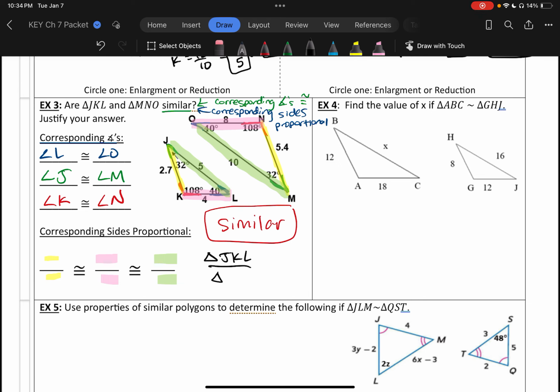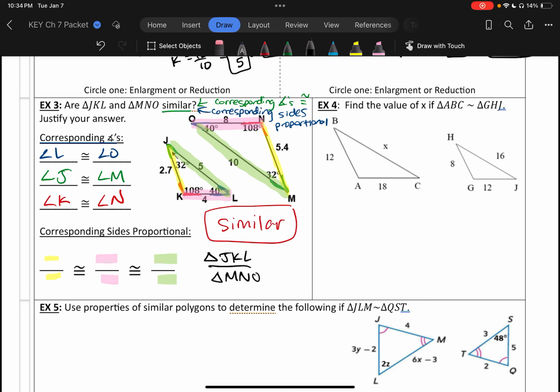And so now I want to make sure that I match the order up. If I start with J, which is the green angle, it matches up with M. And then the next letter is K. K matches up with the red angle, so N. And then my last letter is O. So that's, again, what we meant by wanting you to be consistent.